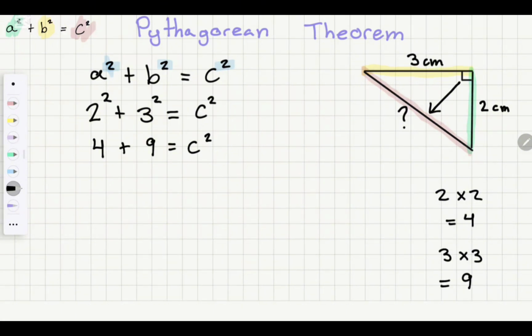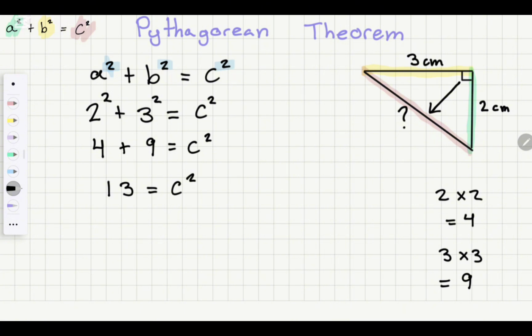Okay, so now I'm going to solve for what I do know. I know that 4 plus 9 is 13. So we're going to say 13 equals c squared. But how do I get rid of that squared? Because we're only looking for the value of c. We're not looking for the value of c squared.